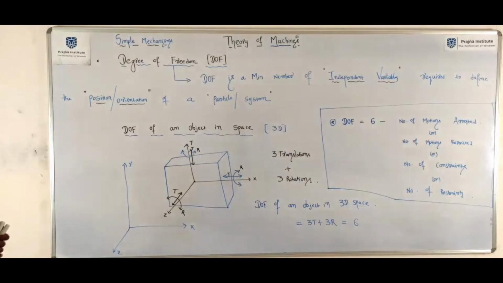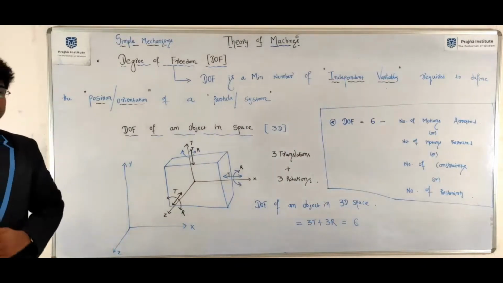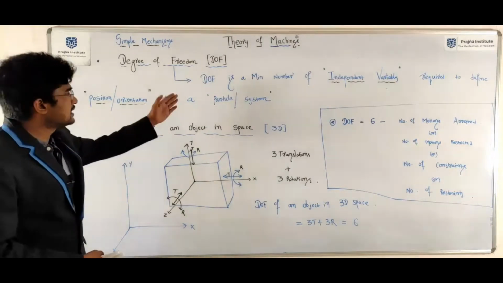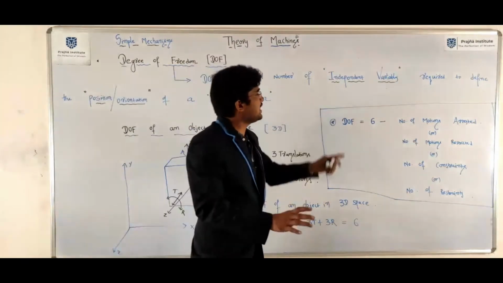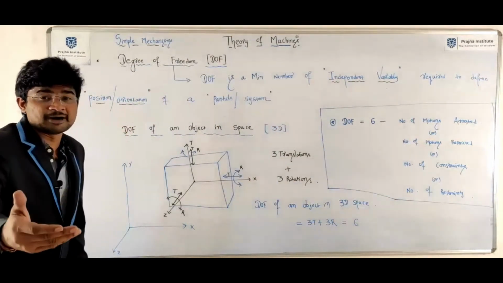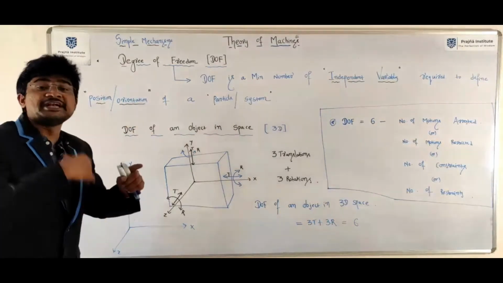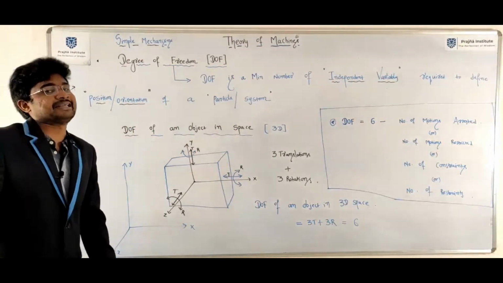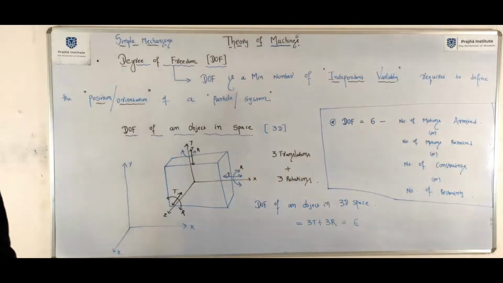Write down up to here. This is the definition of degree of freedom. Degree of freedom is the minimum number of independent variables required to describe the position and orientation of the system or particle. That is called degree of freedom.